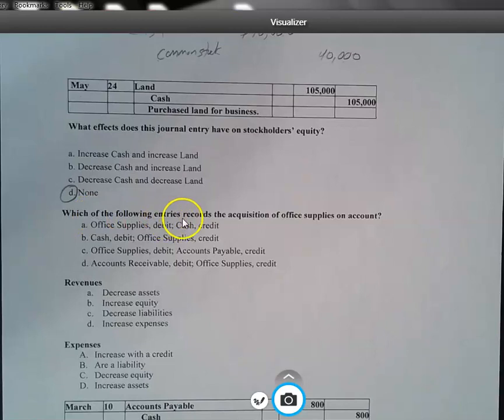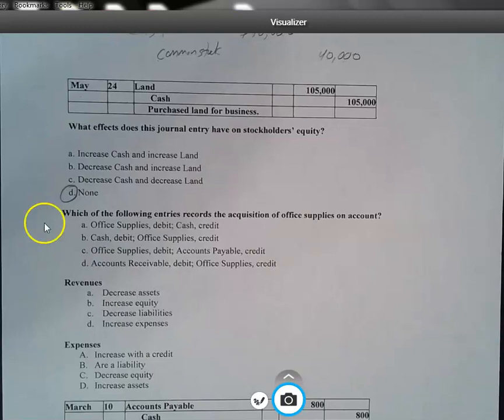Next question, which of the following entries records the acquisition of office supplies on account? Choice A says office supplies debit, cash credit. B says cash debit, office supplies credit. Choice C says office supplies debit, accounts payable credit. And D, accounts receivable debit, office supplies credit. If we know anything about how to record business transactions, and we know about normal balances and so forth, this is a ridiculously easy question. If this is not a ridiculously easy question for you, that's okay, but we need to learn.